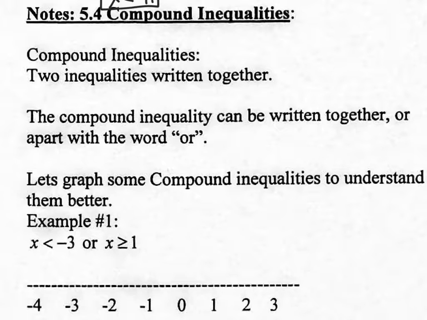So we're moving on to section 5.4, compound inequalities. What is a compound inequality? It's simply two inequalities written together, right? Well, technically they could be written together, or they could be written apart, but they're still separate with the word or between them, okay? The compound inequality can be written together or apart with the word or, but it's still considered a compound inequality. It'll make sense in a little while once we go over some examples. Let's graph some of the compound inequalities to understand them better.